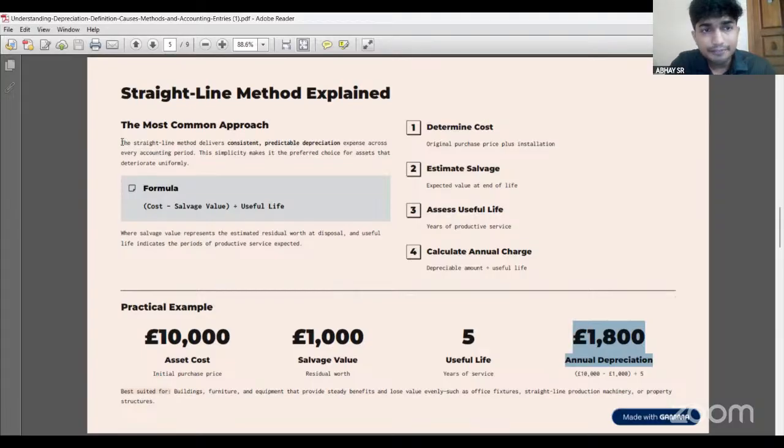So the definition of straight line method. The straight line method delivers consistent, predictable depreciation expense across every accounting period. I hope you can understand that. In this case, the 10,000 pound machinery, its useful life is 5 years. So throughout these 5 years, this depreciation part won't change. You have to keep that in mind. In straight line method, equal amount, consistent, predictable depreciation expense across every accounting period. So you have to keep that in mind when a question comes with straight line method.